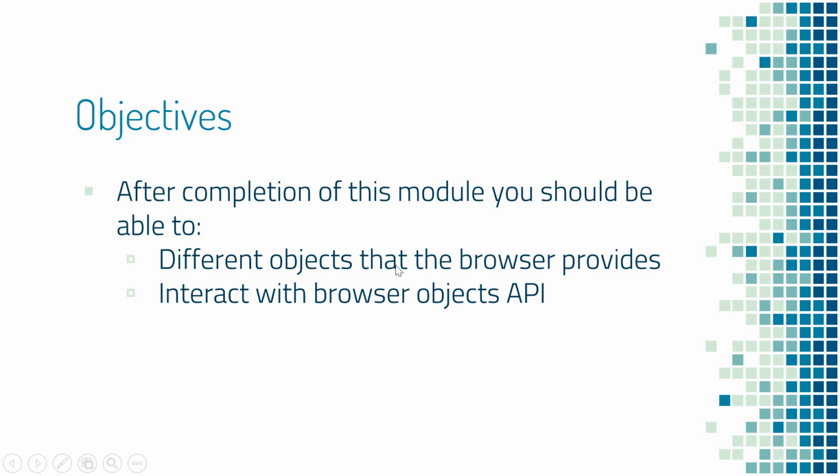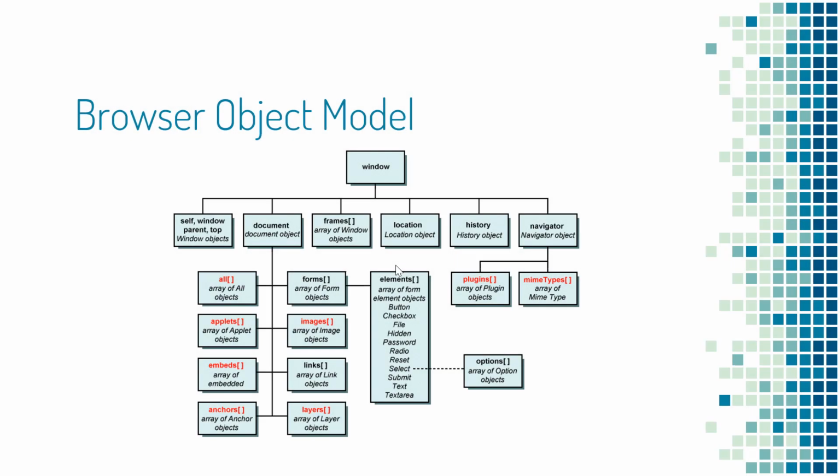So what are the objectives for this module? After completion of this module, you should be able to understand the different objects that the browser provides and how to interact with these browser objects API. So let's start with what a browser object model is.